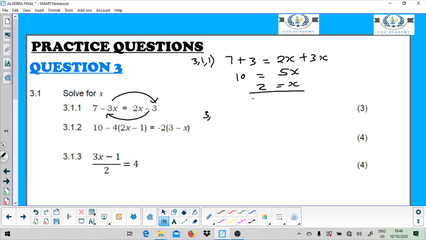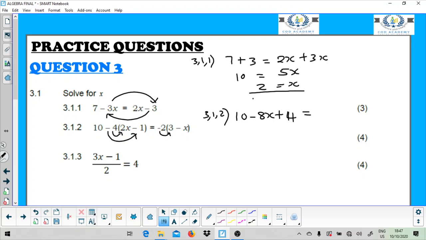For 3.1.2, you were supposed to do plus minus the same thing. However, in this situation, you have to let the 4 distribute it properly. So it will be minus 8x minus 4 times 2. And then minus 4 times minus 1, you get plus 4. Negative 4 times negative 1, you will get positive 4. And then there is an equal sign there.